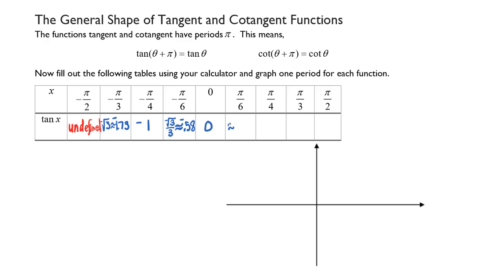At tangent of pi over 6, you get approximately 0.58. At tangent of pi over 4, you get 1. And at tangent of pi over 3, you get approximately 1.73. Remember, the last value here is undefined at pi over 2. Which means I can now draw my vertical asymptotes at the undefined values. And now I'll draw in my points that I found in the table.